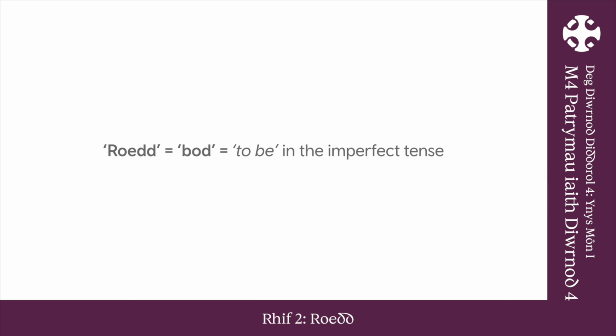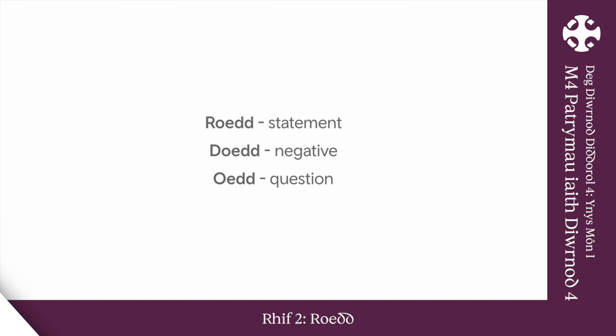Roedd is the verb bod, to be, in the imperfect tense. One way to remember this tense is to think of a dinosaur roaring. Dinosaurs lived during a period of time in the past which is now finished. If a sentence in English would make sense with the words was or were to describe something that has happened in the past which is now finished, or something you used to do, then you probably want to use roedd. Roedd, statement. Doedd, negative. Oedd, question.